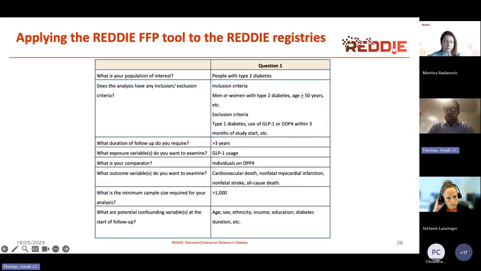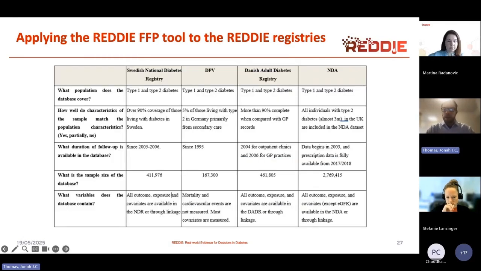And this is just a quick example using one of the questions we had from REDDIE. So you can see this is defining the question. So we can see we have the population. So for REDDIE, that's people with type 2 diabetes. We then have some inclusion-exclusion criteria based on what drugs the individuals are taking, as well as their age. We said a minimum duration of follow-up of 3 years. We said our comparators individuals on DPP-4, and our exposure was GLP-1. Our outcome was MACE and cardiovascular outcomes. We wanted at least 1,000 participants, and then we had a list of potential confounding factors that were of interest.